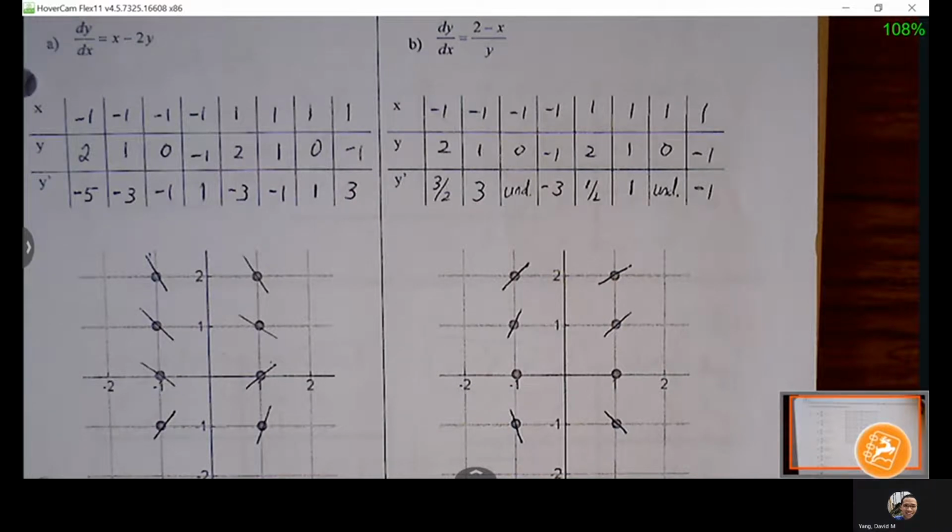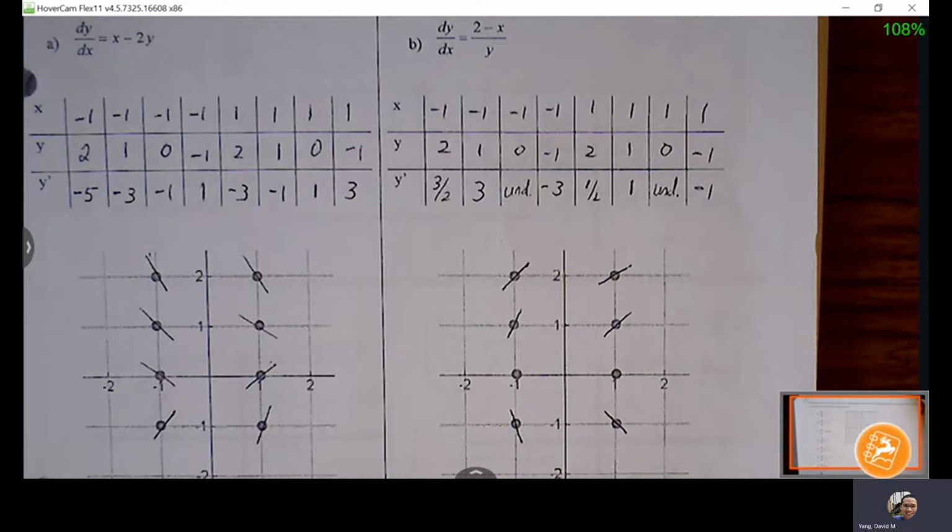Okay, any questions so far? So there are two purposes that we're going to try to accomplish today. One is creating a slope field. I think this is the easier one, right? You just take the ordered pairs, insert them into your derivative equation, get back a number, and then try your best to interpret that number as a slope.